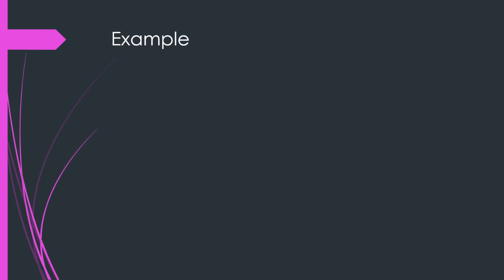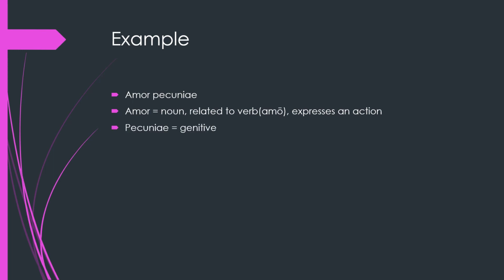Let's look at an example here. We might see something like amor pecuniae. And so let's talk about these words. Again, we see amor. Here it is a noun. It's related to the verb amo, love, which expresses an action. Pecuniae here is in the genitive. And so when it comes to translation, we might want to use something like the love for money. Of course, we could also use the genitive translation of here and say the love of money.